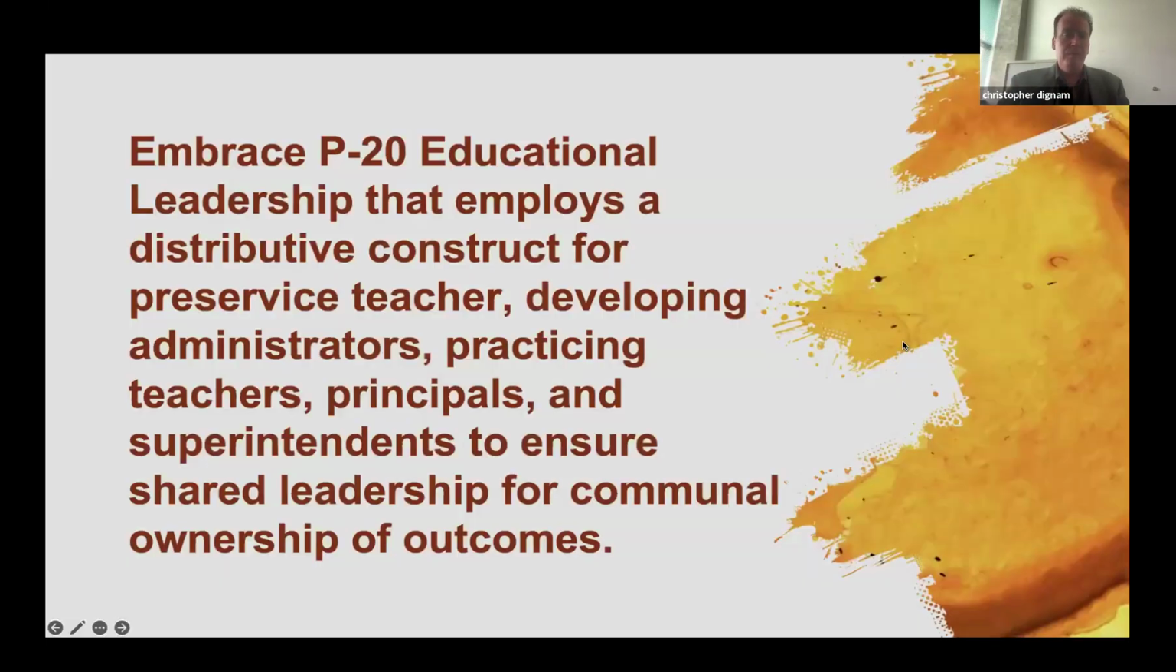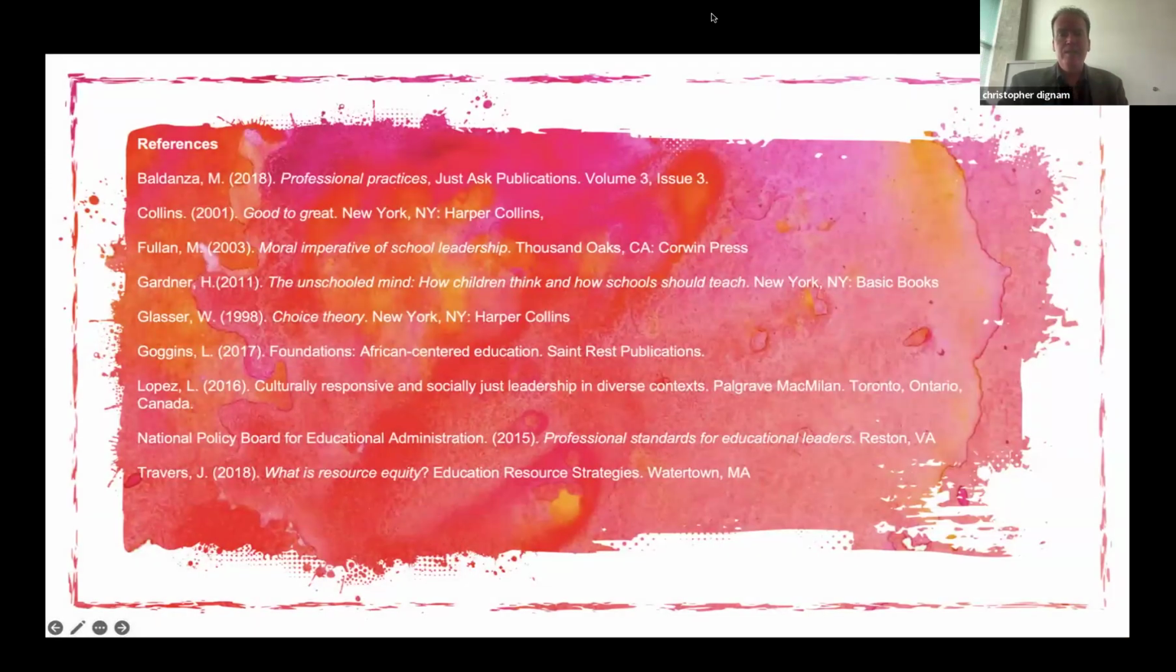In higher ed, closing, embrace P-20 educational leadership that employs a distributive construct. When we do that, we are empowering, we're enabling our pre-service teachers all the way through our superintendent candidates, ensuring shared leadership for communal ownership of outcomes. And so those are areas that we are exploring in our research, and areas that we think are extremely important for ensuring ownership of all of the decisions we're making from early childhood through higher education.